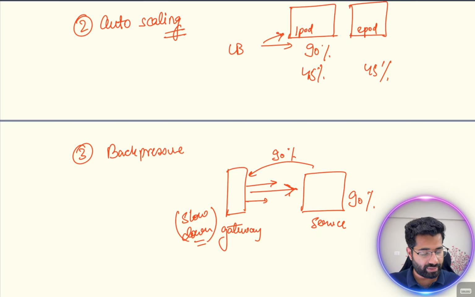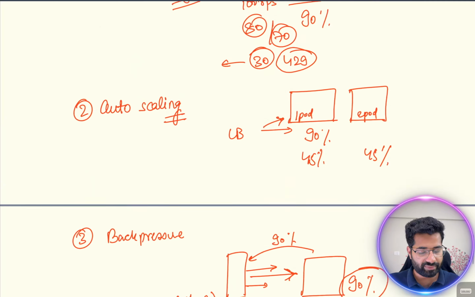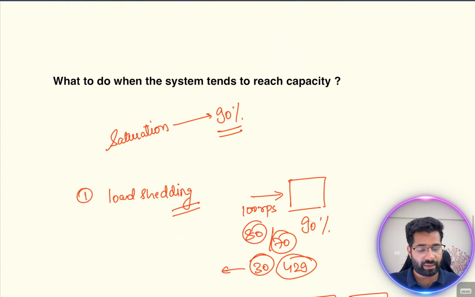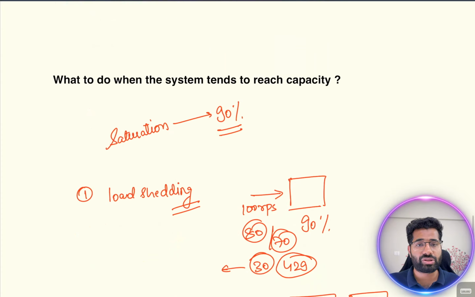Once the gateway slows down, the number of requests reaching the servers will decrease and the saturation level will also decrease. So these are the three simple ways how we can limit the capacity breach of the systems.